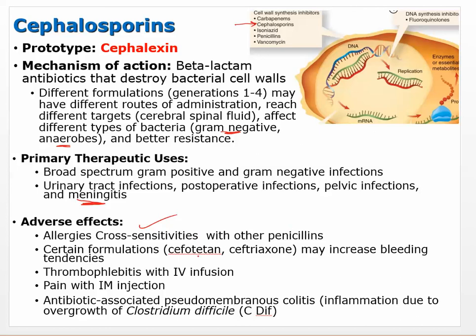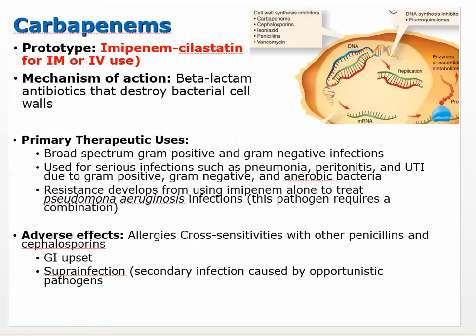Certain formulations, these aren't our prototypes, may increase bleeding tendencies, thrombophlebitis with IV infusion, pain with IM injection, and antibiotic-associated pseudomembranous colitis, inflammation due to overgrowth of C. diff. We're talking about inflammation that occurs in the intestines, in the colon, and that's associated with C. diff. So that would be a superinfection, a secondary infection.